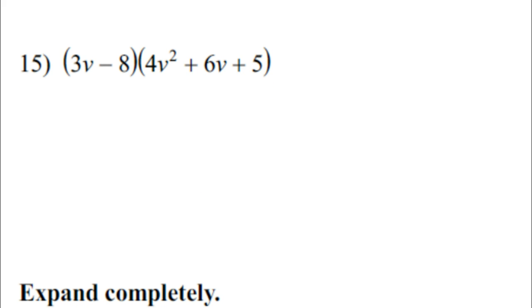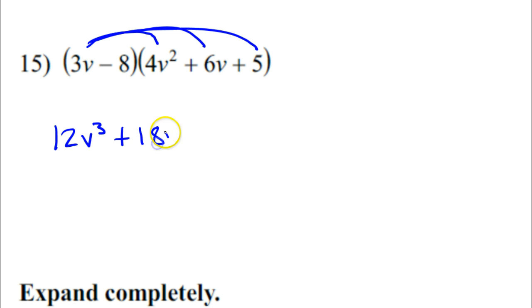Number 15 is really the same thing. Okay, so I will first distribute the 3v. Alright, 3v times 4v squared is going to be 12v to the third power. 3v times 6v is going to be 18v squared. And 3v times 5 is going to be 15v.